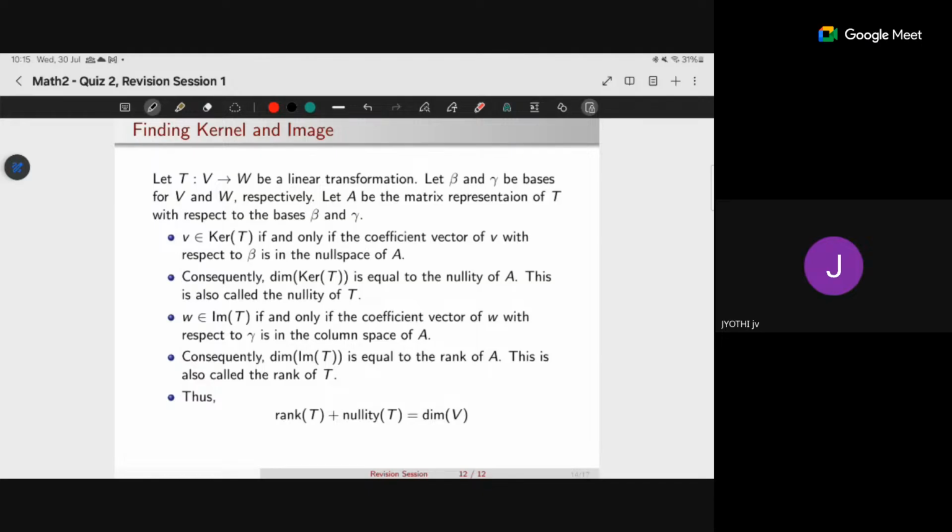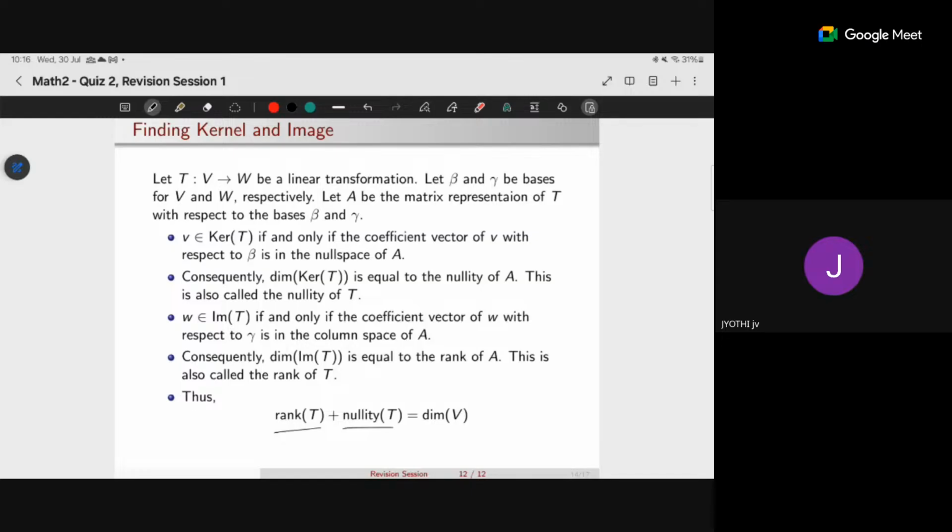And as a result, we have this ready: rank T plus nullity T is dimension of V. Why is that? Rank T is the same as rank of the matrix. Nullity of T is the same as nullity of the matrix. Even though the spaces may not be the same because we get different vectors, the number of elements is the same, right? You have the basis of null space of A. Whatever number of elements it has, the basis of the kernel also will have the same number of elements.